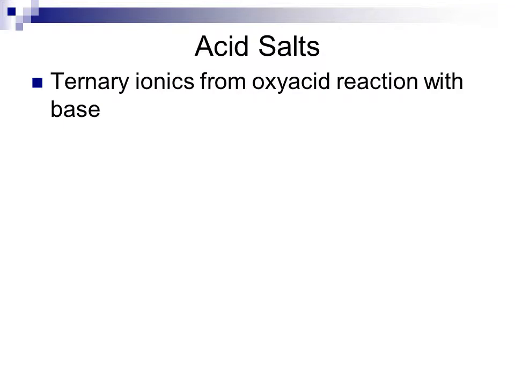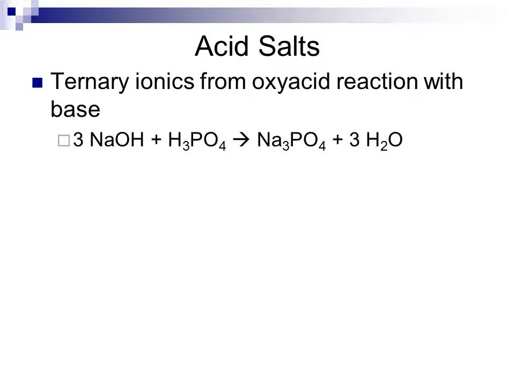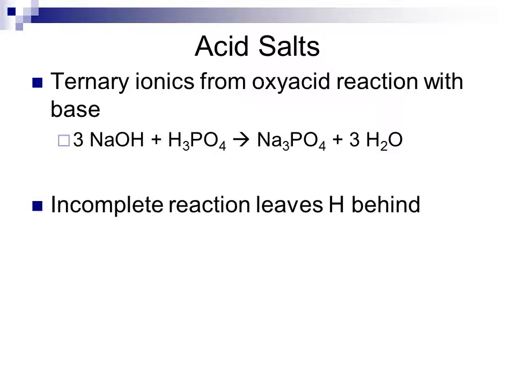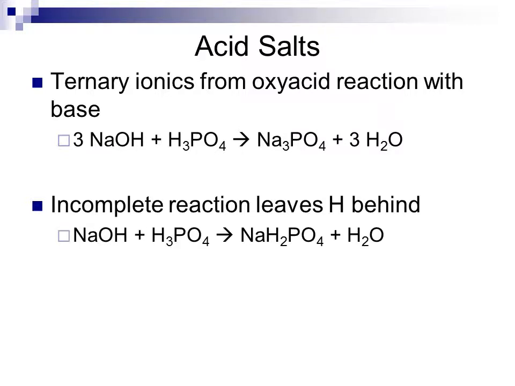Now, acid salts are ternary ionic substances which are derived from an oxyacid reaction with a base. So for instance, sodium hydroxide reacting with phosphoric acid would produce sodium phosphate in water. If I do not complete the reaction, then hydrogen is left behind in the molecule. So for instance, if I react each H3PO4 with only 1 sodium hydroxide, I'll get sodium dihydrogen phosphate, so 2 hydrogens left behind. This is called an acid salt.